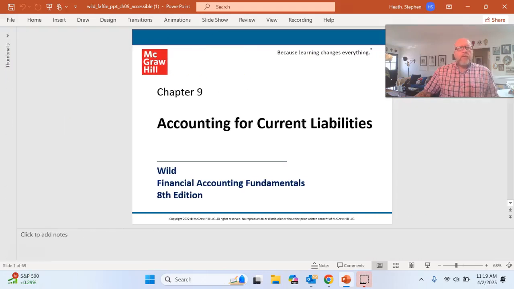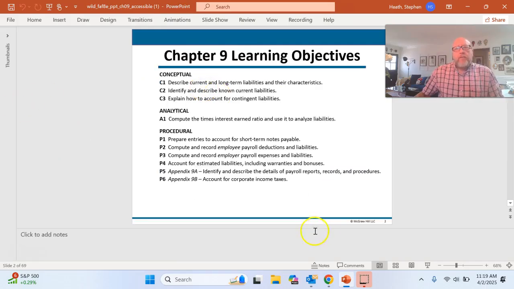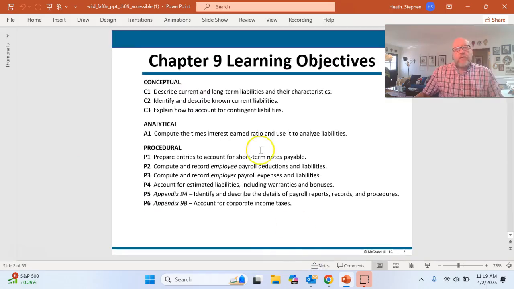All right. This week we are dealing with Chapter 9, which is accounting for current liabilities. I'm not a big fan of the learning objectives, the way the book sketches out what we really need to learn this week. So with that said, I am going to use this, but what I really see us diving into this week are three categories of liabilities, okay?